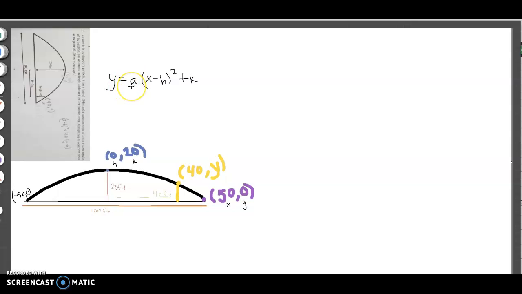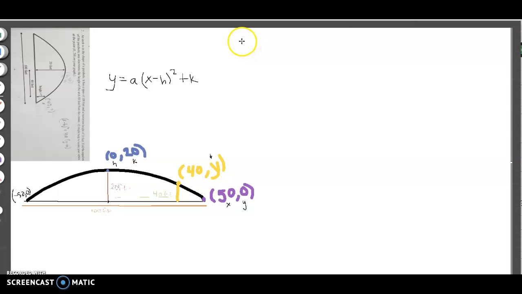So we can plug these in to solve for this a. And then once we have the a, because we do have h and k, we have everything we need for this equation, and then we're going to use that to solve for this unknown. It asks us what the height is at 40 feet from the center. So starting right here, 40 feet, so 10 feet away from where it ends.